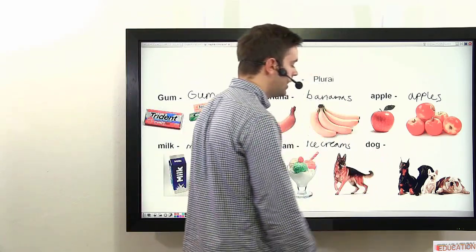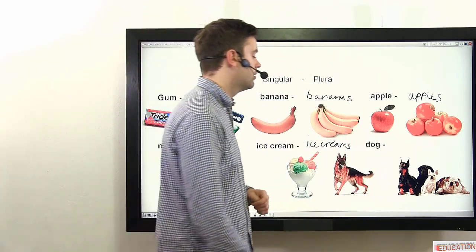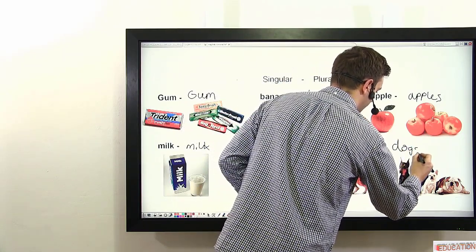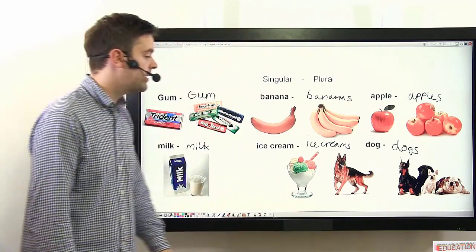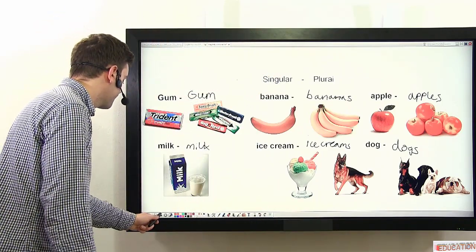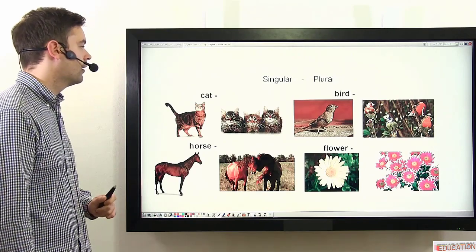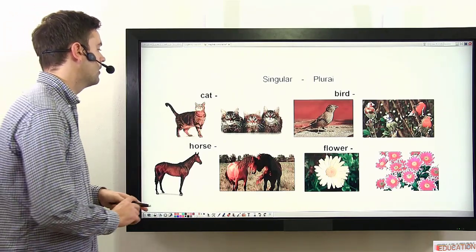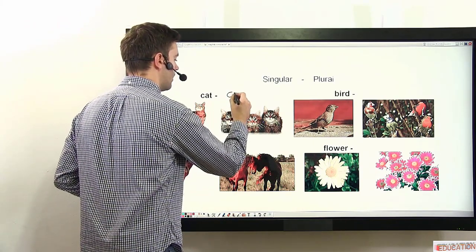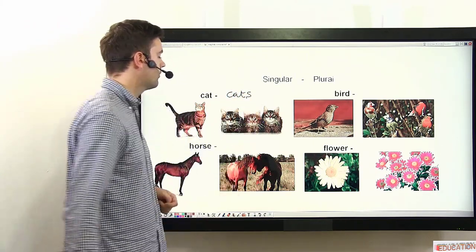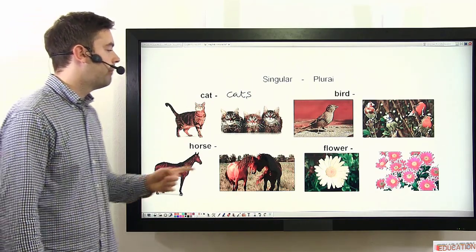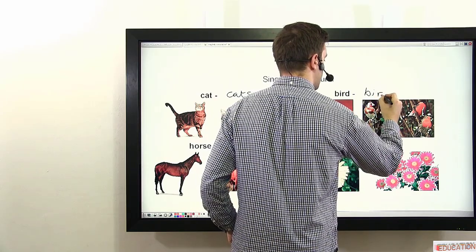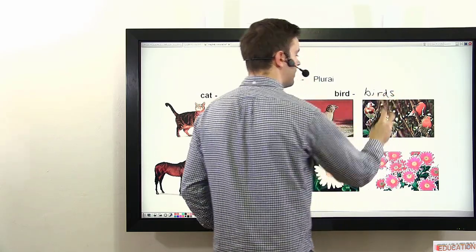Dog, D-O-G. Dogs, D-O-G-S. So that's a count noun. Cat, C-A-T, changes to cats. So it's a count noun. Bird changes to birds, B-I-R-D to B-I-R-D-S.